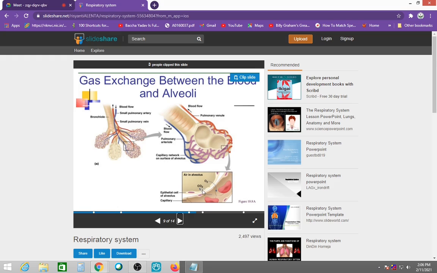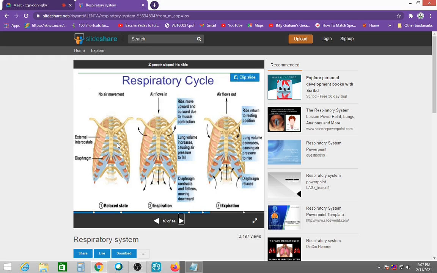Through this only, gases exchange will take place, and the alveoli is lined by type 1 and type 2 pneumocytes. Type 2 pneumocytes will secrete surfactants to decrease the surface tension so that while breathing they don't collapse. The alveoli has to remain open, right? So for that purpose, surfactant decreases the surface tension so that it doesn't collapse during expiration. This is how respiration takes place.